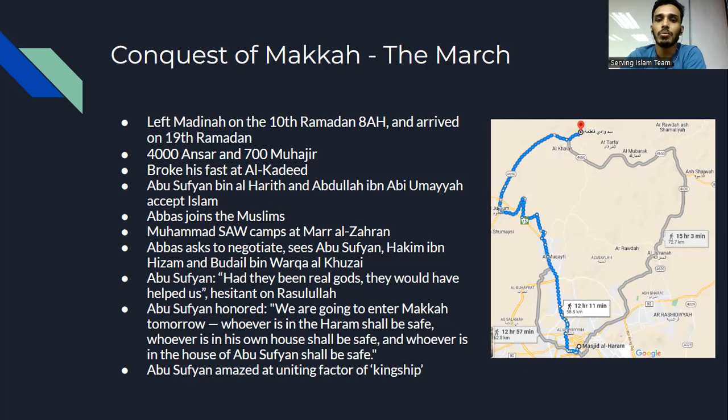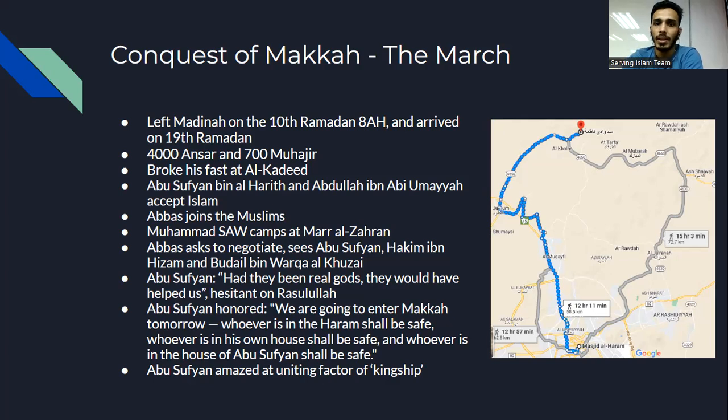And Abdullah bin Abi Umayyah is the son of Atika, and Atika is the daughter of Abdul Muttalib. So both of them are first cousins of Muhammad sallallahu alaihi wasallam. They were very close friends with him. But when he declared prophethood and invited them to Islam, they began mocking the message of Islam and mocking Muhammad sallallahu alaihi wasallam. So they became enemies of Islam when he declared his prophethood.